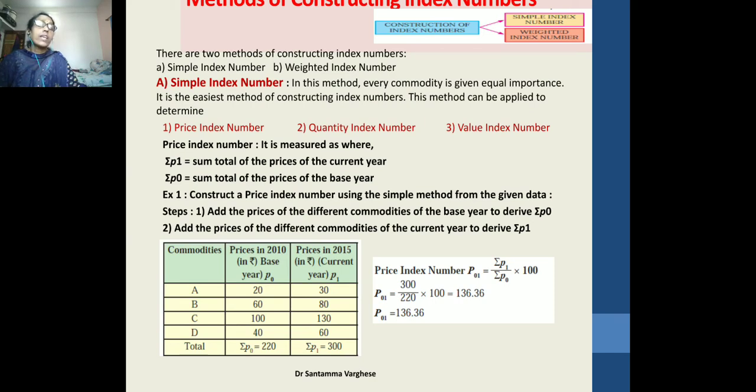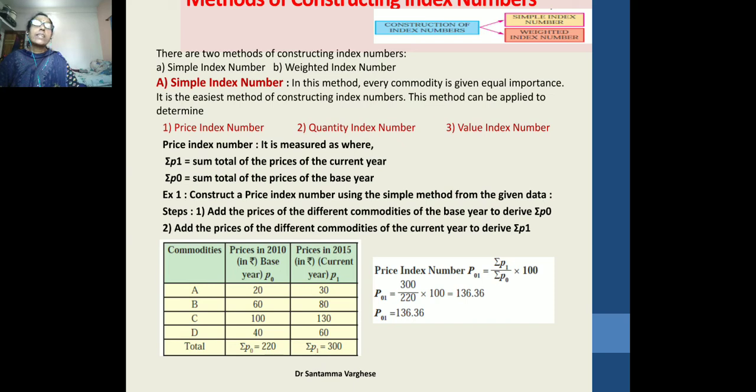अभी नेक्स्ट क्या है? 2015 कौन सा ईयर है? करंट ईयर। उसका प्राइसेस कितना है? 30, 80, 130, 60। ये सबको प्लस कर दिया तो कितना मिला है? 300। तो 300 क्या है? Summation of P1. This you got. Summation of P0 also is there. Summation of P1 also is there.